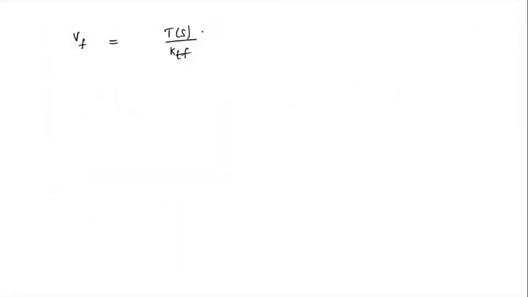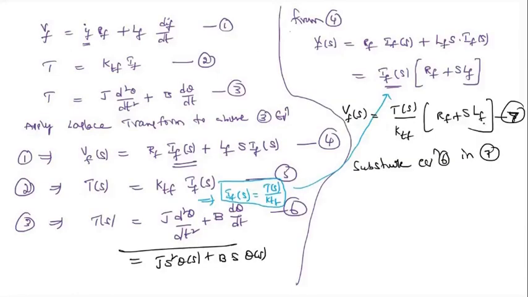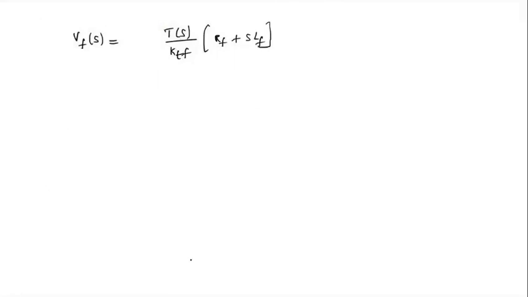Okay. So KTF into RF plus S into LF. Whatever equation I've written here, the seventh equation, the same equation I'm going to take. Vf of S is equal to T of S by KTF into RF plus SLF. So here, instead of T of S, I'm going to substitute this expression. I'm just arranging it as RF plus SLF by KTF.